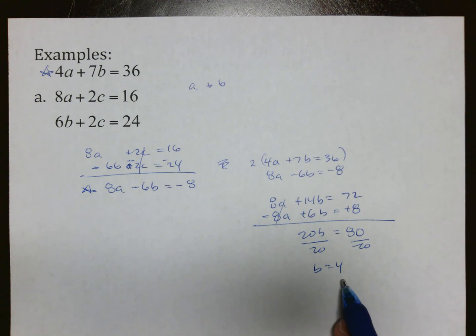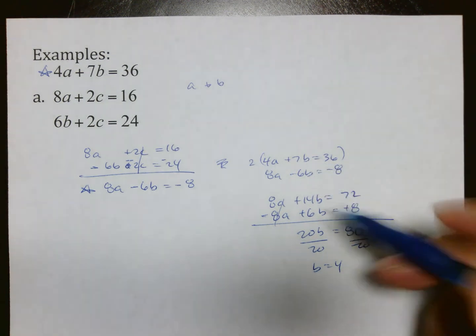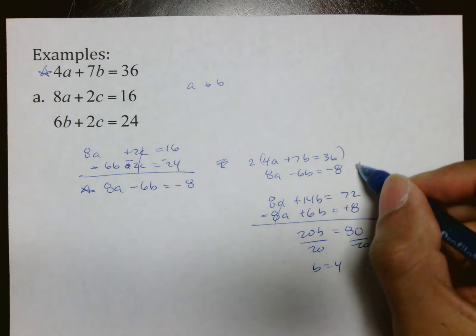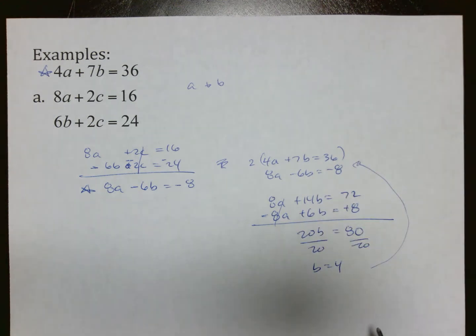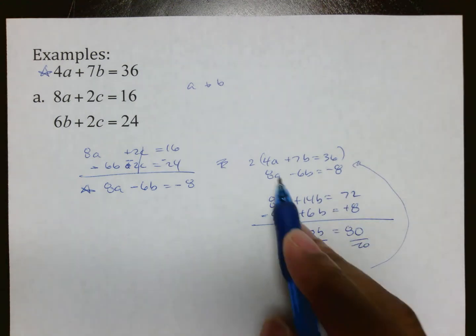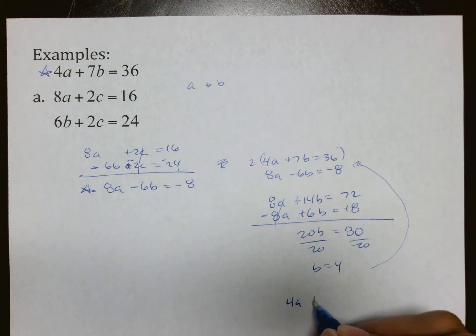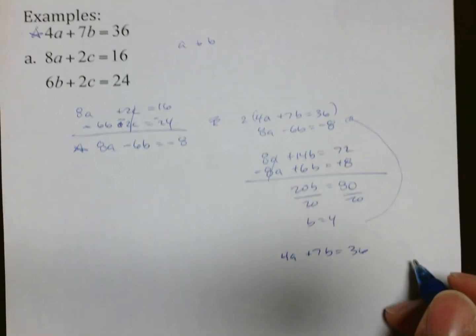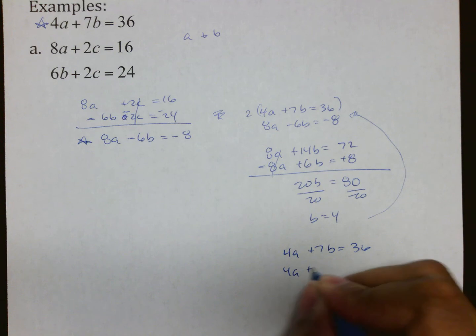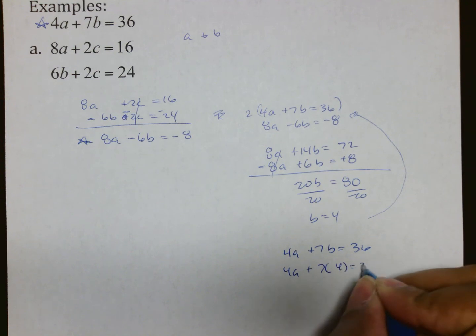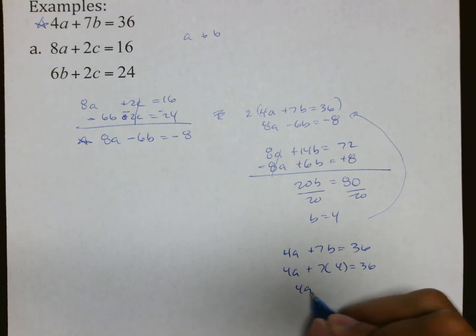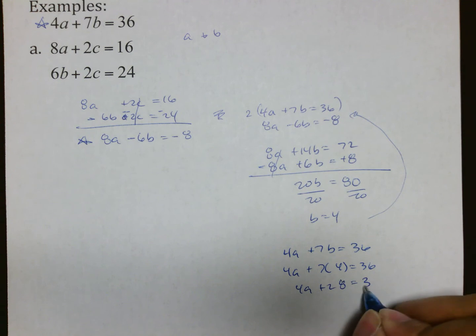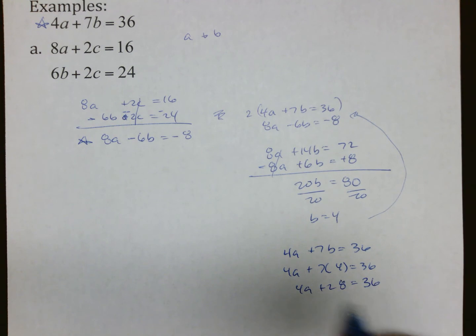Once you get B equals 4, go back to one of your equations here, because that's how you're going to find the second variable, and go ahead and plug it in. So I'm going to go ahead and use the 4A plus 7B equals 36, which means I now put 4A plus 7 times 4 equals 36, which means 4A plus 28 equals 36. And again, now I'm going to kind of use a shortcut and not show you the steps, but 4A is equal to 8. Therefore, A is equal to 2.